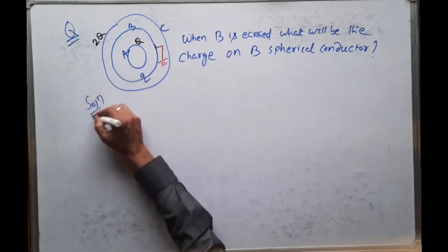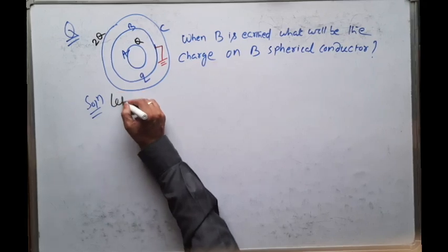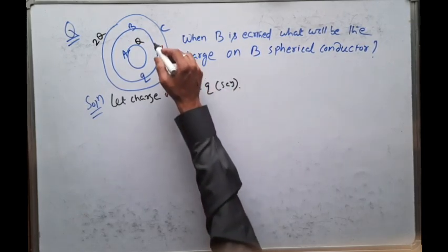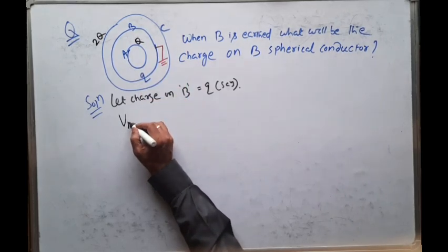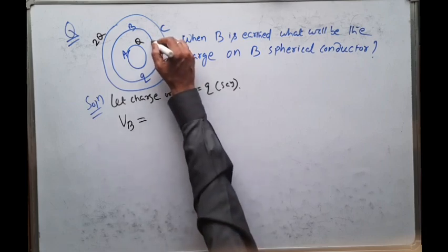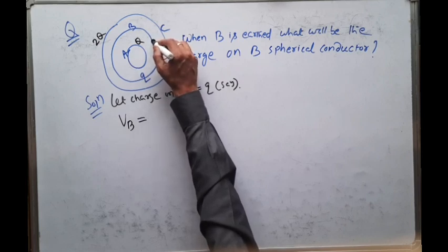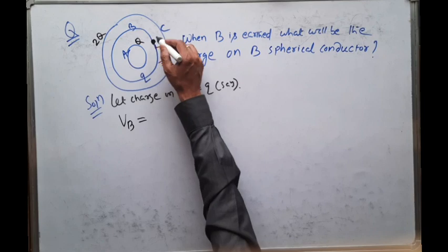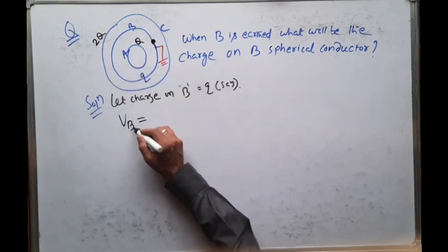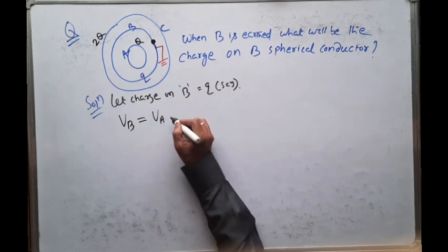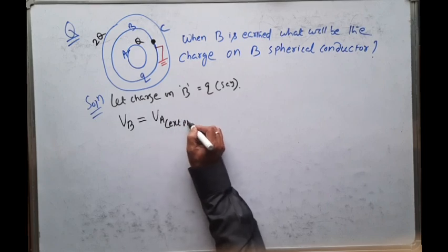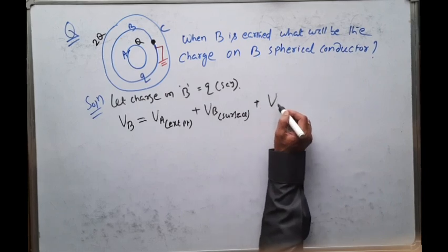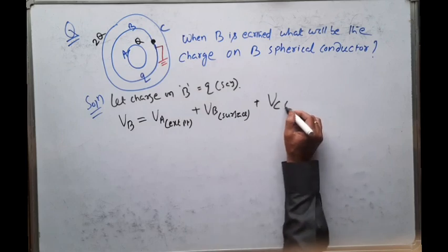Now we can write: let the charge on the B sphere be q. Now I have to find the potential at the B point. The potential on the surface of the B sphere is equal to what? This point on the surface of the B sphere is an external point for the A sphere, on the surface for the B sphere, and an internal point for the C sphere. So the potential on B is equal to the potential due to the A sphere, for which it is an external point, plus the potential due to the charge on the B sphere, where it is on the surface, plus the potential due to the C sphere, for which this point is an internal point.